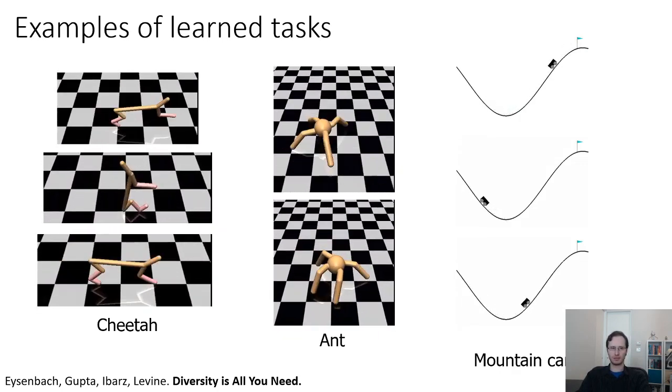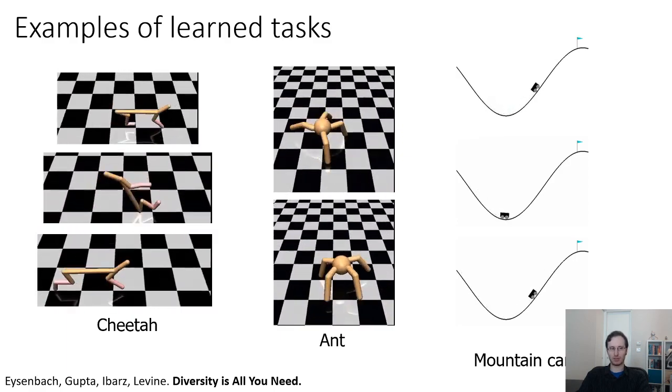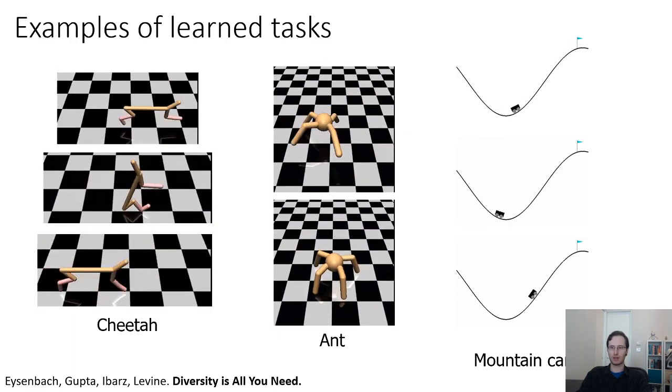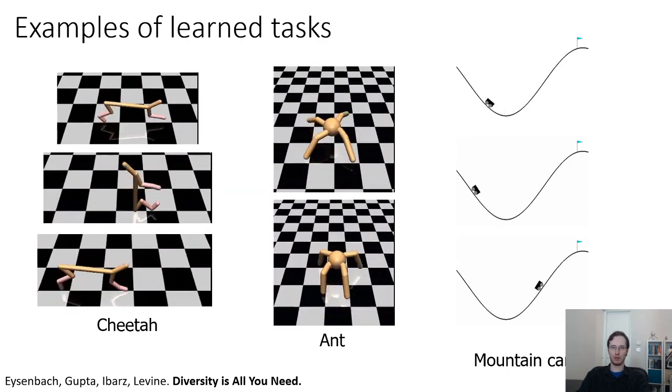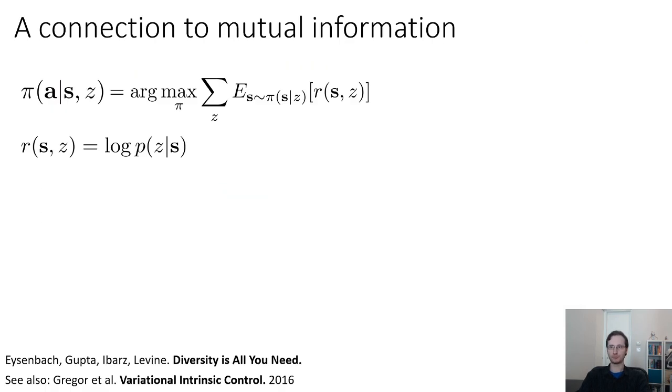But we could also ask, well, what is this really doing? Again, just like with the other methods I described, at first it seems like a somewhat arbitrary recipe, but can it be shown to optimize a well-defined objective? Well, it turns out that this method too has a very close connection to mutual information. And if you want to learn more about this, there are 2 papers at the bottom, Diversity is All You Need and Variational Intrinsic Control.